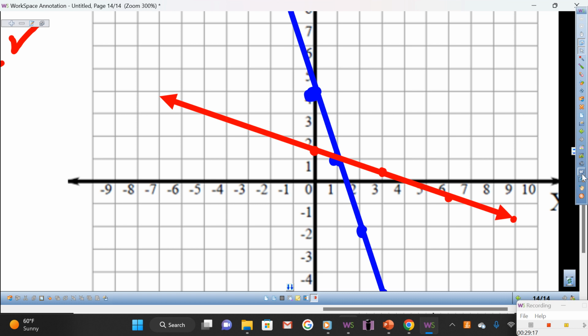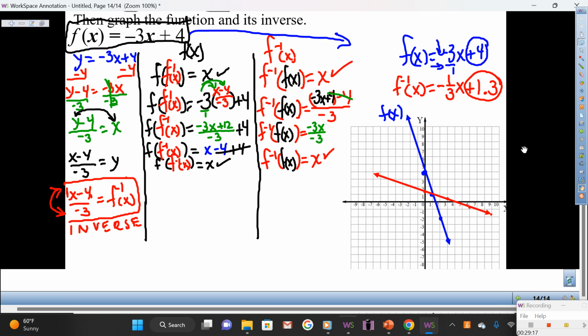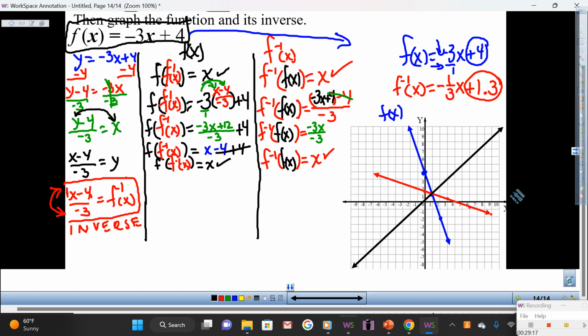All right, so let me zoom out. There's our graph. According to what we saw earlier, we said if I was to draw the line y equals x, look up, guys. There it is, y equals x. Is the blue one a reflection of the red one? Yes, it is. Why? Because y equals x is a mirror. Now, for tonight's homework, if your blue one does not reflect the red one, then you made a mistake.